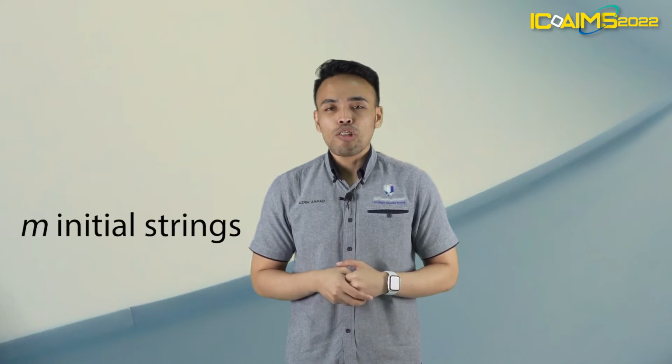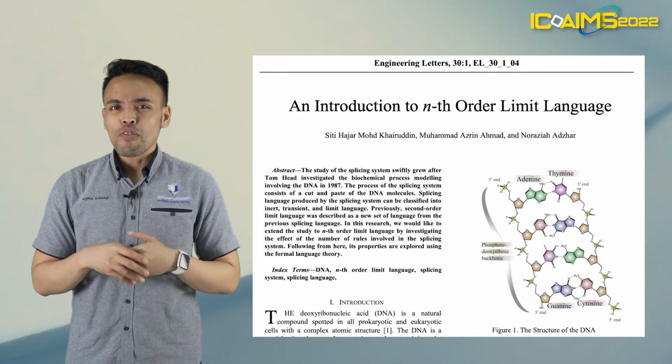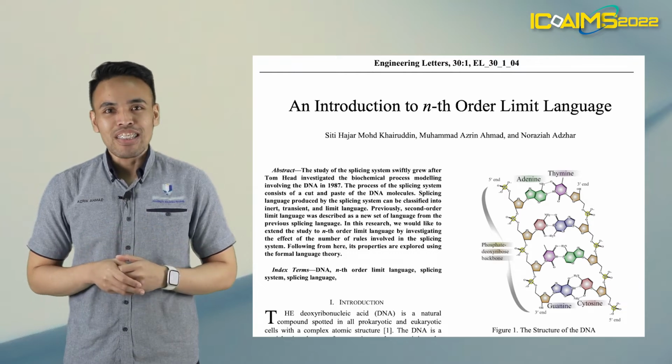Our research aims to study the relation between M initial strings and R rules that form nth order limit language in the head splicing system. Previously, research that investigated how our rules affect the emergence of nth order limit language was conducted. This time around, we would like to present the results on how M initial strings affect the outcome of the nth order limit language. Then, by using the findings from both research, we will provide their relation to the formation of the nth order limit language in the splicing system.